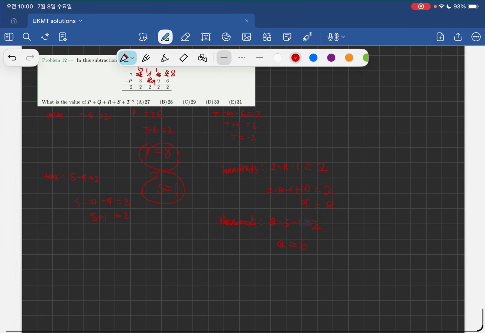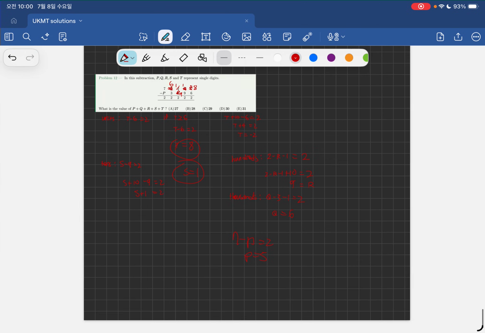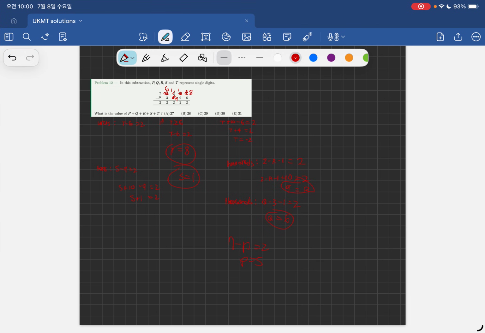For the ten-thousands column, it is just 7 minus P equals 2, so P is 5. It cannot borrow anything, so there's only one case. So if we add the 5 values up, it's going to be 8 plus 1 plus 9 plus 6 plus 5, which is 29. So C is the correct answer.